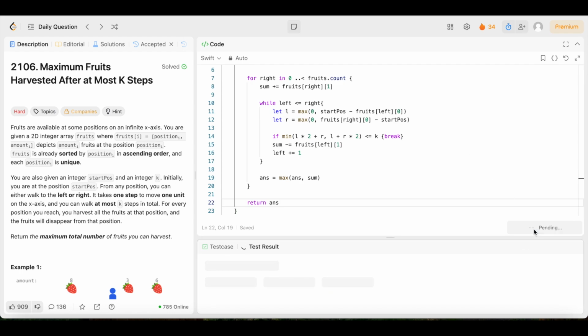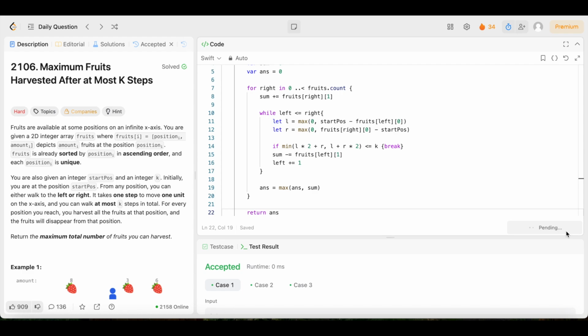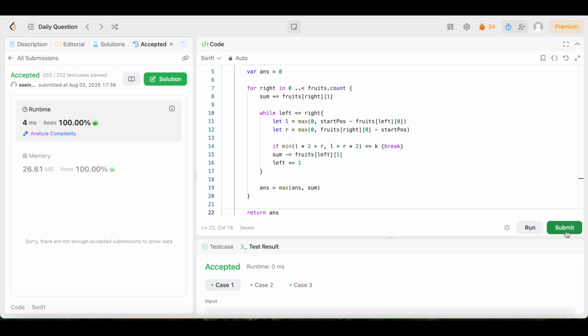Let's give it a run before we submit it. Let's see, it's accepted first try. That's what I'm talking about. So let's go ahead and submit it. Let's see. Oh, look at that, y'all. 4 milliseconds beats 100% of users. That's what I'm talking about, y'all.